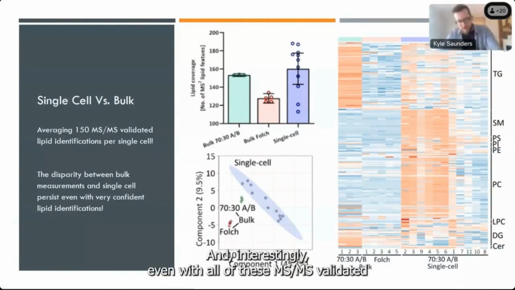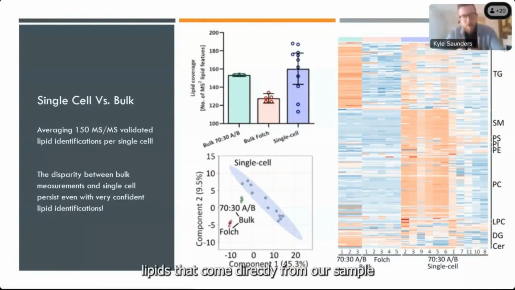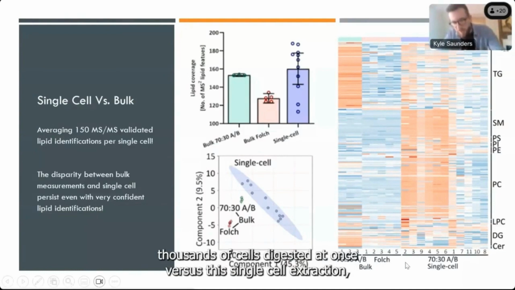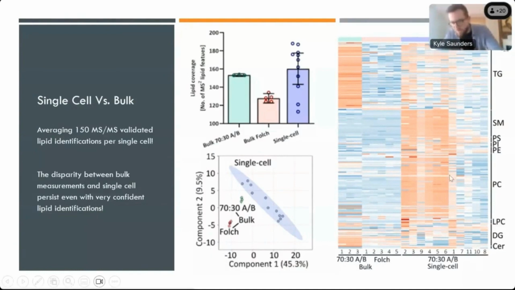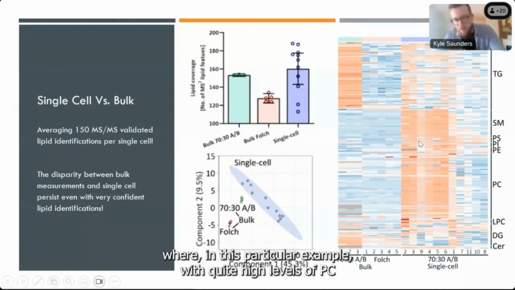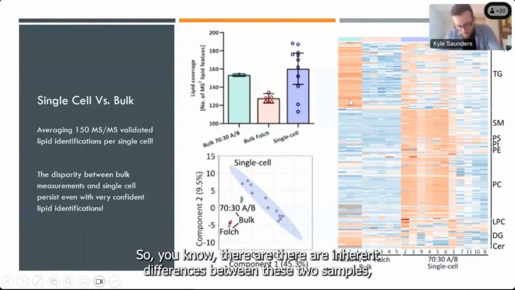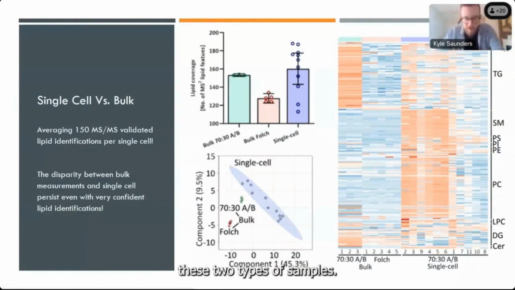And interestingly, even with all of these MSMS validated lipids that come directly from our sample, we still see that difference between the bulk level, thousands of cells digested at once, versus this single cell extraction, where in this particular example, we see quite high levels of PCs, cholines, and relatively lower levels of triglycerides. So there are inherent differences between these two types of samples, and it really does pay dividends to work with both of them.